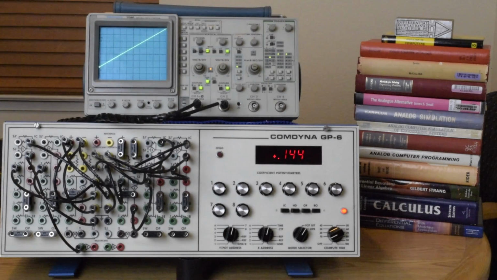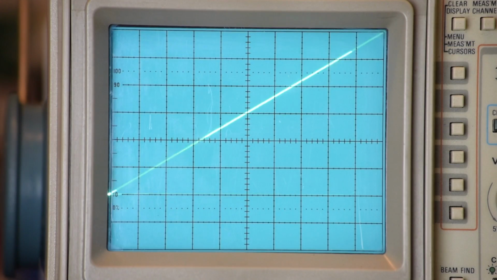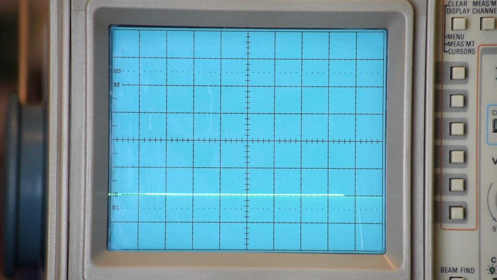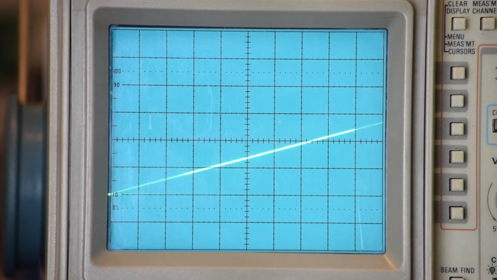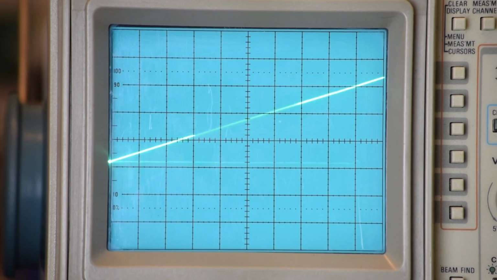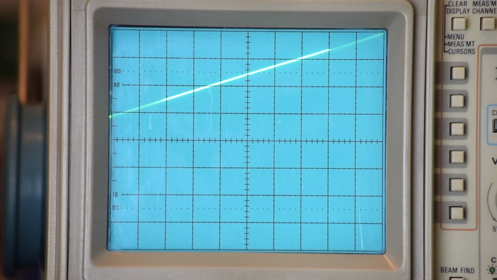Now we'll take a quick look at the oscilloscope a little bit closer so we can see the effect of adjusting potentiometers 7 and 8. This gives us a closer view of the oscilloscope as I adjust the coefficient potentiometers. As I discussed, as I adjust potentiometer 7, we see the slope of the line changes. That could be considered m of the y equals mx plus b. And then as I adjust potentiometer 8, the y-intercept changes.